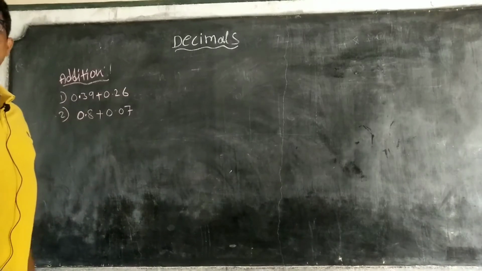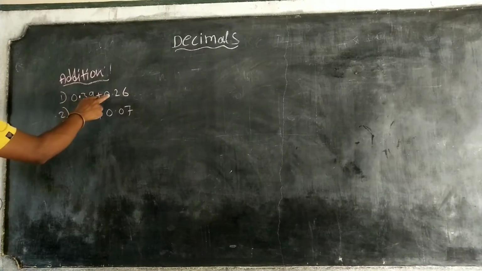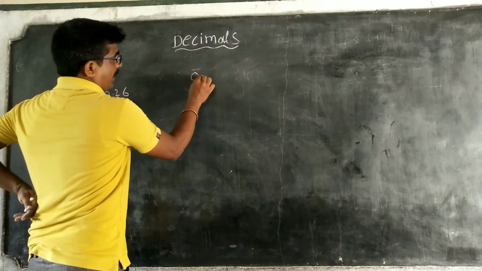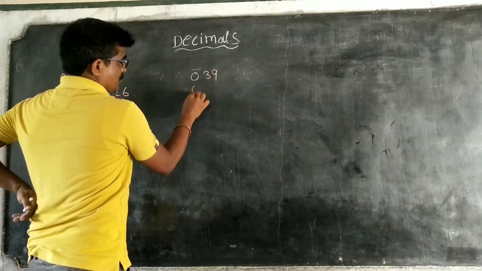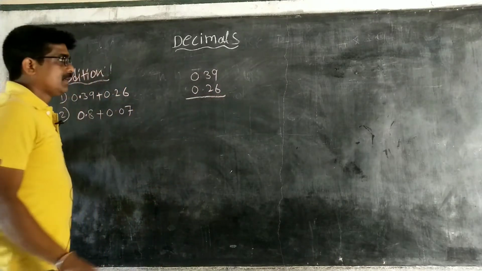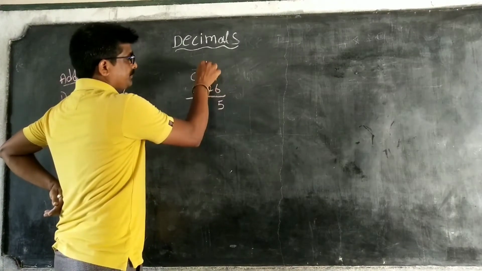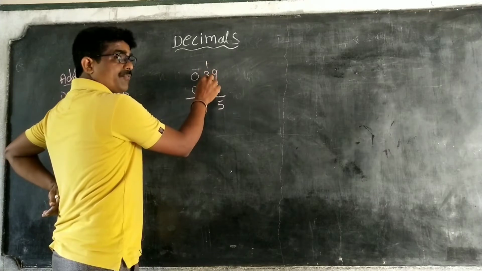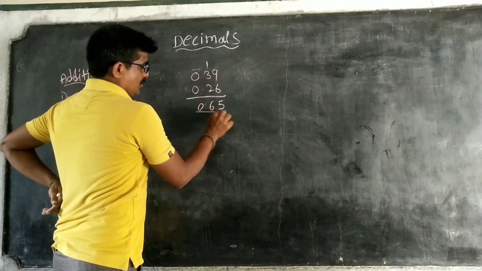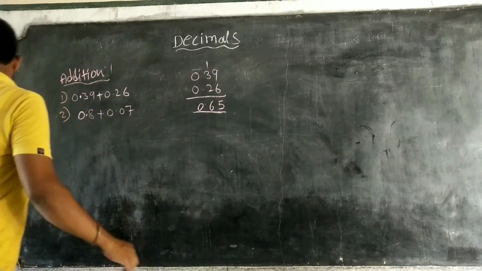Addition of decimals. First I am taking 0.39 plus 0.26. One problem. How do we add? 0.39, 0.26. Same as our normal addition. So 9 plus 6 is 15. Then 3 plus 1 is 4, 4 plus 2 is 6. So 0.65. Simple thing. Okay, next.